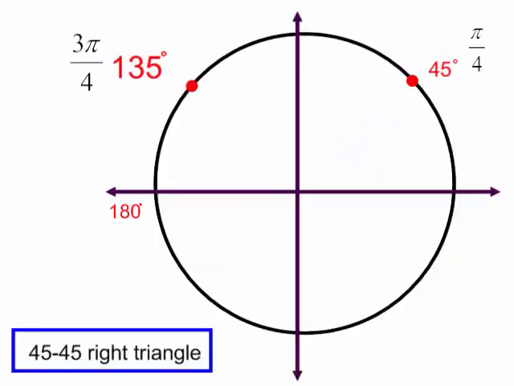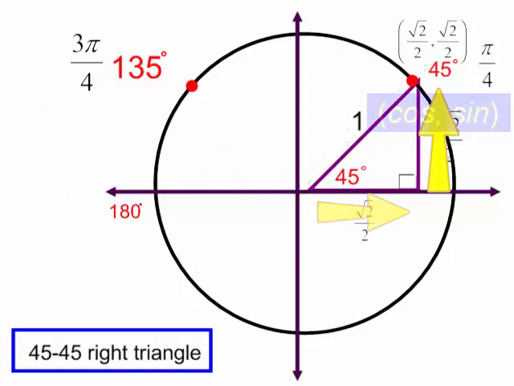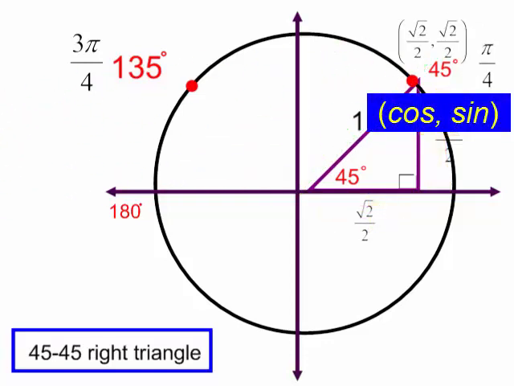And now we're going to talk about the cosine and the sine of angles that increase by 45 degrees. 45 degrees, here we are. This is the radian pi over 4, and I am going to use a right triangle to help me out. In order to get to this point, I am going to go to the right, the square root of 2 over 2, and I'm going to go up the square root of 2 over 2. The cosine and the sine are the same. They're both the square root of 2 over 2.